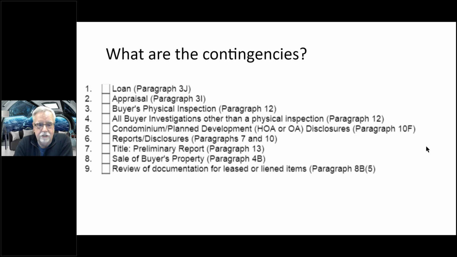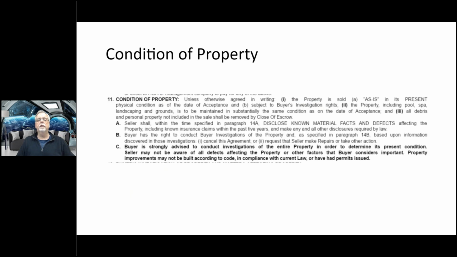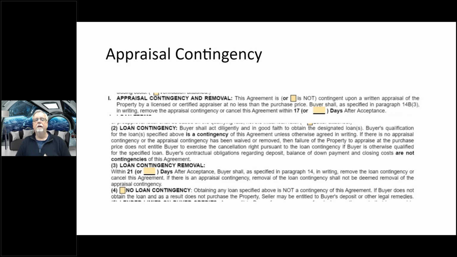What are the contingencies? I've already suggested you go through the purchase agreement and highlight every time it says contingency. But if you want a cheat sheet, this is from the contingency removal form, paragraph A. There's the list of them, and it tells you where you could find them. In addition, on page 2 of the residential purchase agreement there's an appraisal contingency. There's also a loan contingency on page 2, and a little bit below it would be the sale of property contingency.